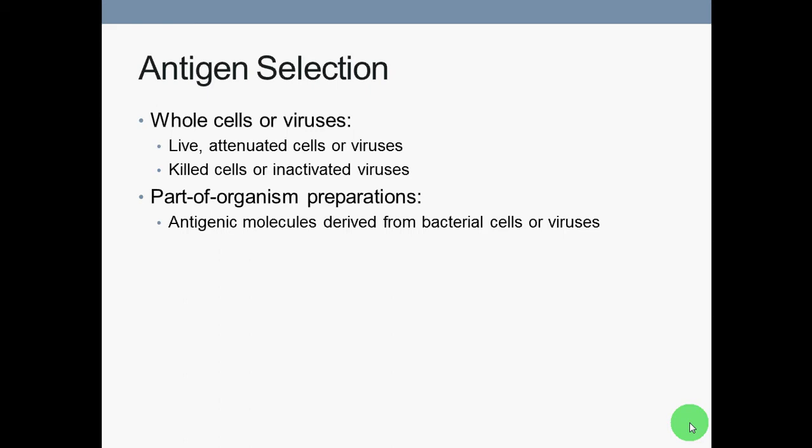The types of vaccines that we're starting to see more and more of today are part of organism preparations. Those would be taking specific molecules from a bacterium or a virus that is antigenic, that we know causes an immune response, and just putting that into the vaccine. Then you don't run any risk of having any cells or anything like that in the vaccine.